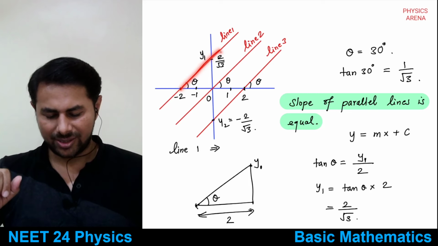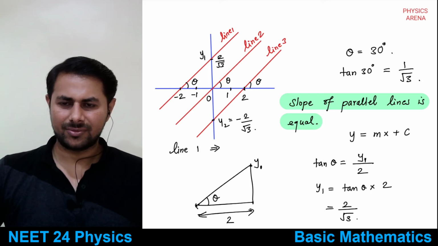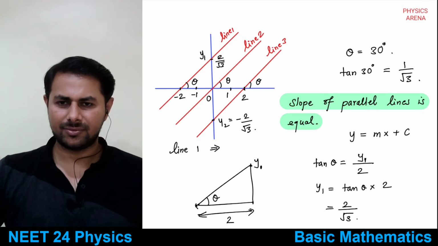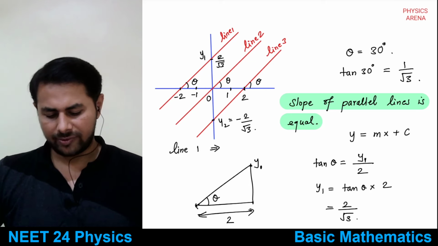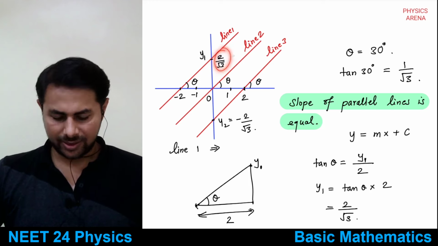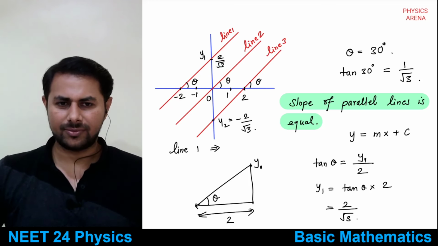Now here, is the slope positive or negative? Tell me. The slope of this line, positive? Everyone? Yes, Indusha, is it positive or negative? It cuts the y-axis at positive. Good. It cuts the y-axis at 2 by root 3, and cuts the x-axis at minus 2.